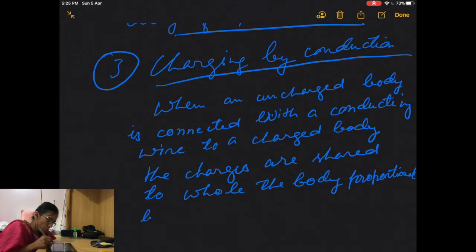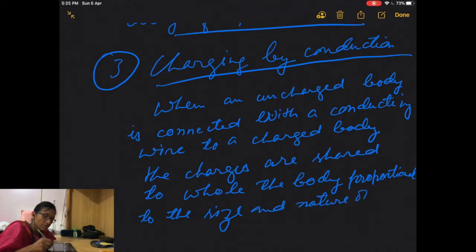Proportional to the size and nature of material, nature of material of the body.